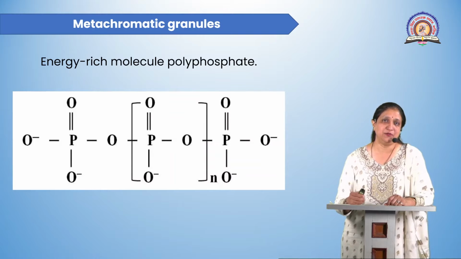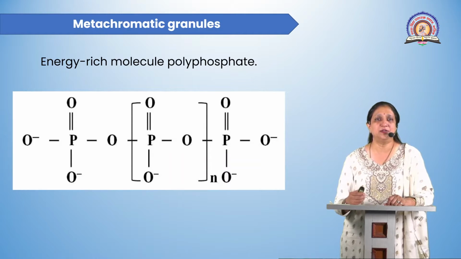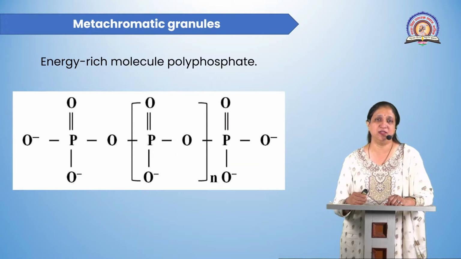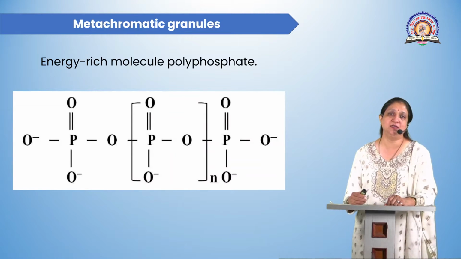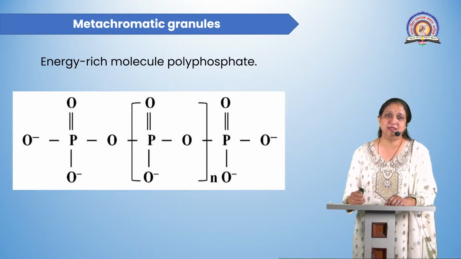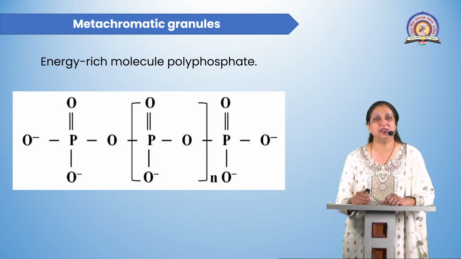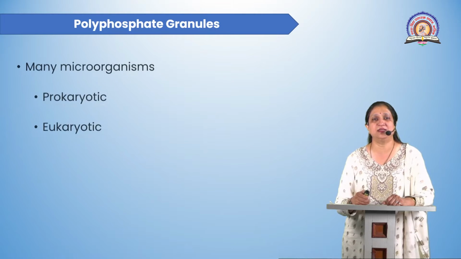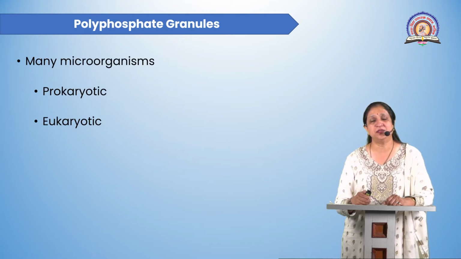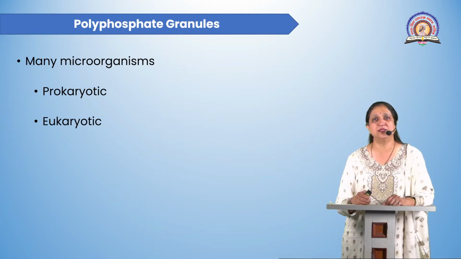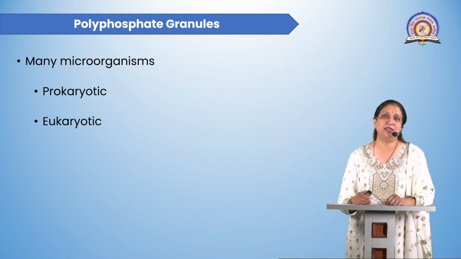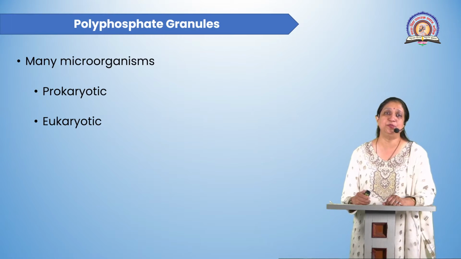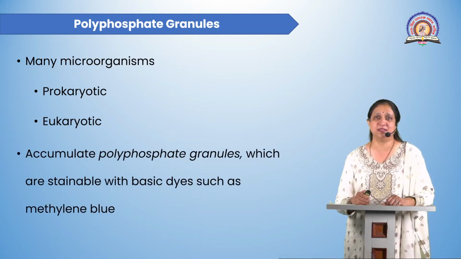The first type of granules that we have to study is the metachromatic granules, and these are polyphosphate granules, in which multiple inorganic phosphates are linked to one another to form the polyphosphate. Because it is made up of polyphosphates, the metachromatic granule is an energy-rich molecule synthesized by the cell. Many microorganisms, including prokaryotic organisms like bacteria and eukaryotic organisms like fungi, have an ability to produce polyphosphate granules in the cells.